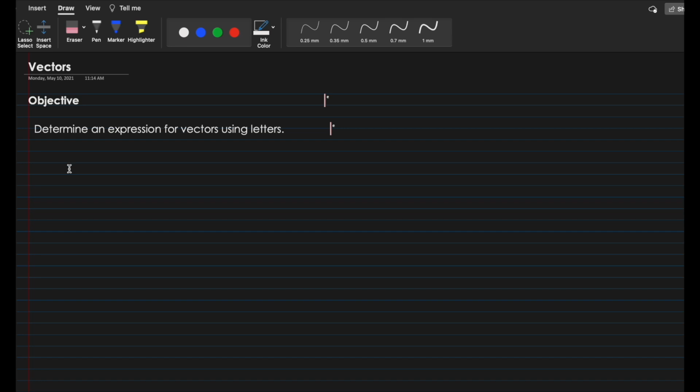This is your objective, right? This is the main objective. So I want you guys to write this down. So write this part down.